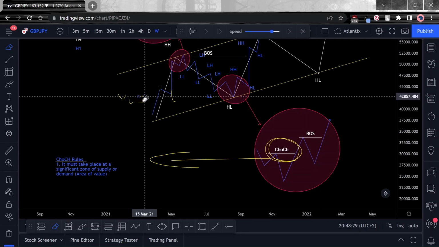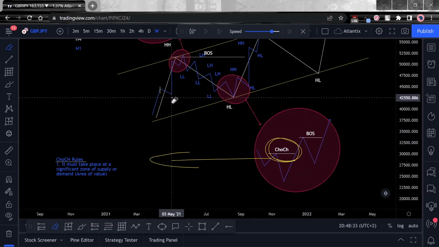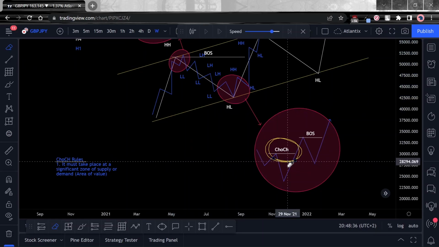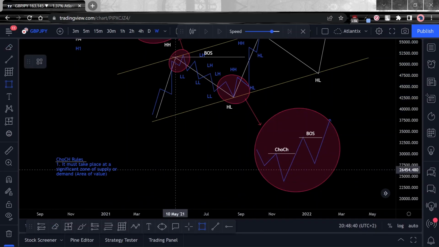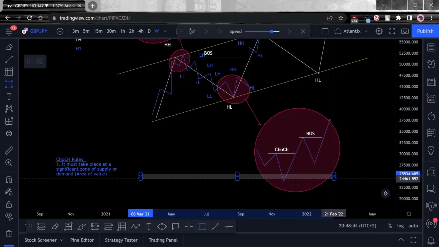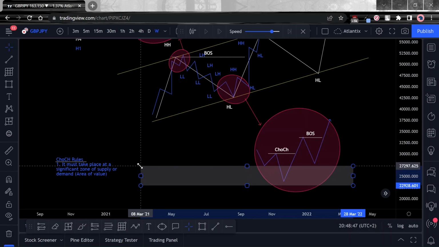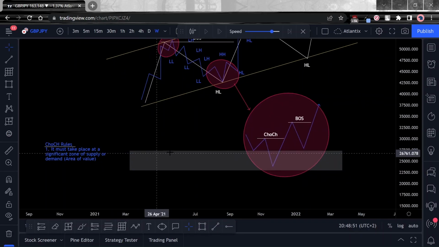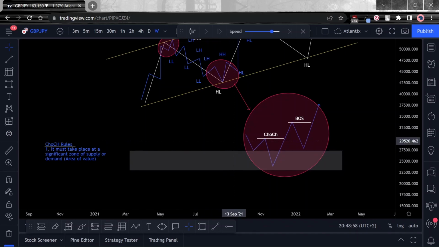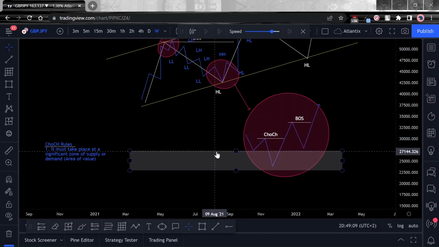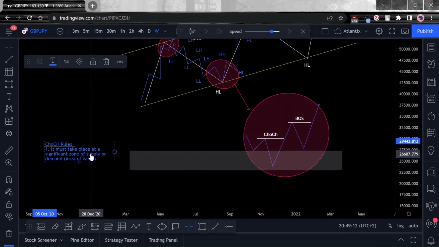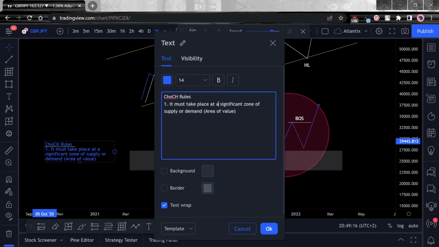Let's clear up all this nonsense so that the chart doesn't become too dirty. Okay, so if we look at this change of character over here, what we're simply saying is, if we look left, we need to have a zone where this is taking place. Whether this zone is a strong support area, whether this is a strong demand area, whatever you want to call it, it must be an area where you're expecting price to shift, or where price could possibly shift from being bearish to bullish. And this zone must be a higher time frame zone. Let's put it in there. It's a significant higher time frame zone, right?